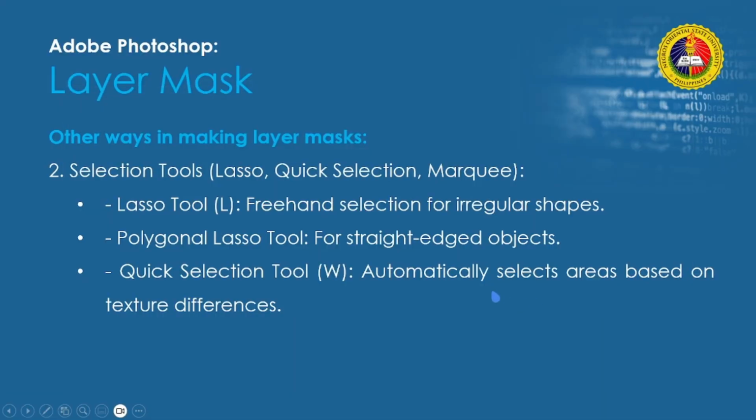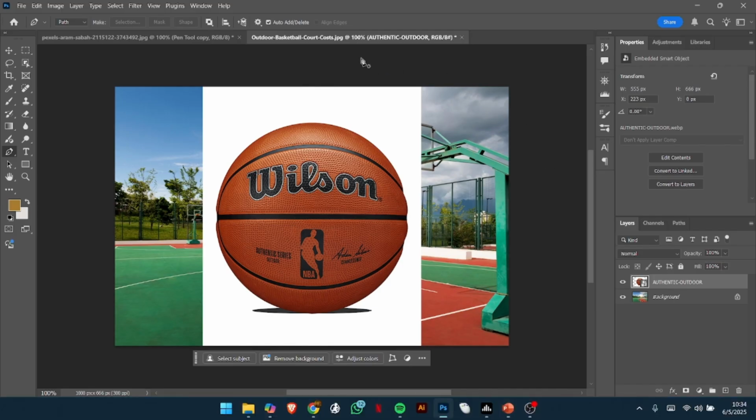Right, so let's try the lasso tool, the polygonal tool, and quick selection tool. Now, all of these may not work accurately for selecting people, but this will work on easier objects like circles, squares, basically objects that have easier edges or easier shapes. Okay, so we will try using the lasso tool.